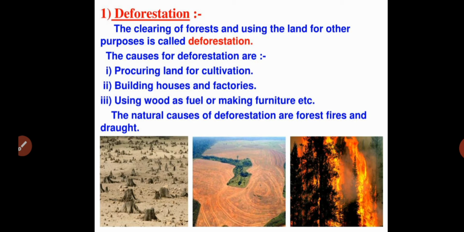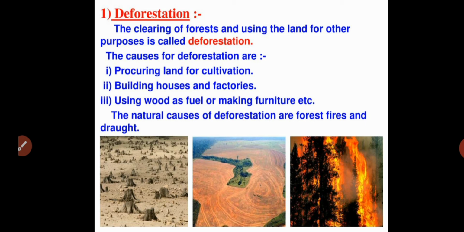Usually deforestation takes place by human activities only. So the forest or the trees in the forest are cleared or cut down. Finally, we convert that forest land to other purposes. That process is what we call deforestation. So next, coming to the main causes for deforestation, how actually deforestation takes place.